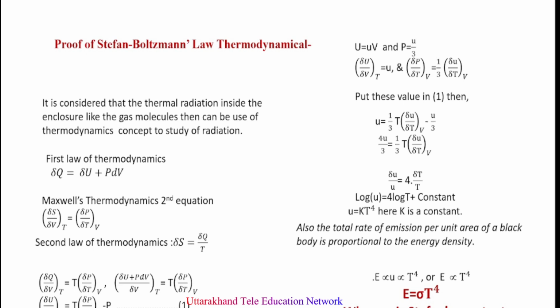Now here we have proved the Stefan Boltzmann law thermodynamically. It is very simple. We take first the first equation of thermodynamics. Second, we use the Maxwell thermodynamics second equation. Third, we use the second law of thermodynamics. The first law of thermodynamics, the Maxwell thermodynamics second equation, and the second law of thermodynamics are used to derive this relation.